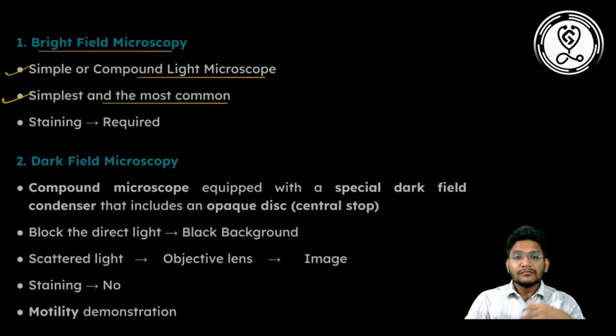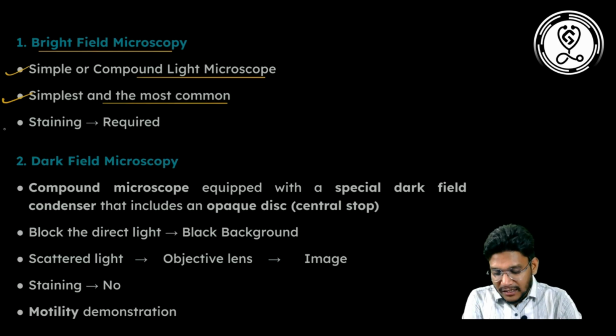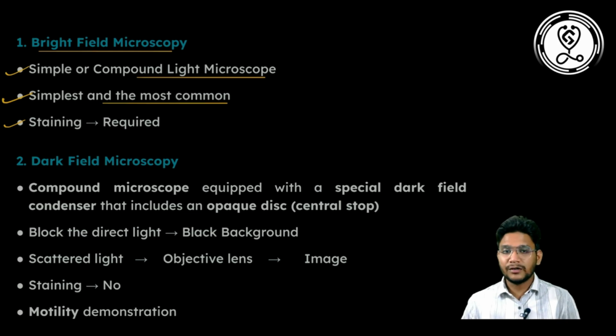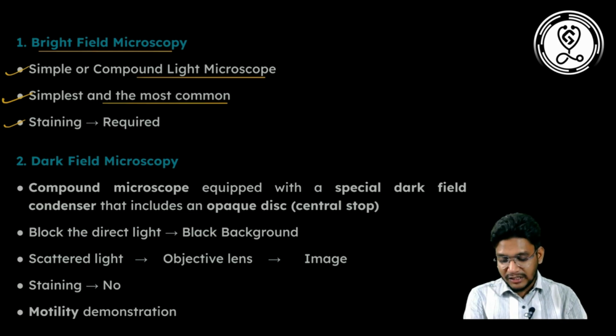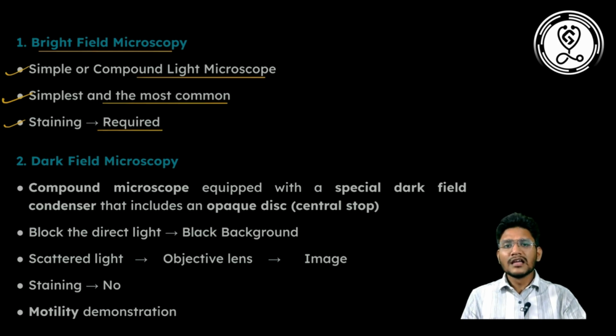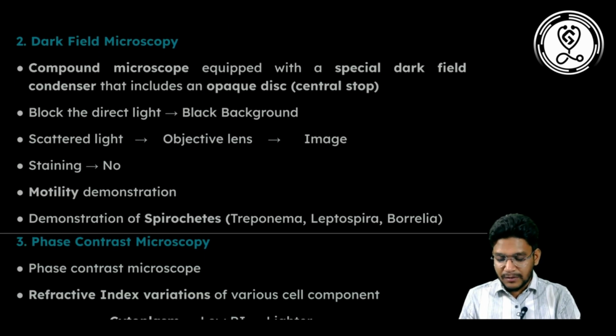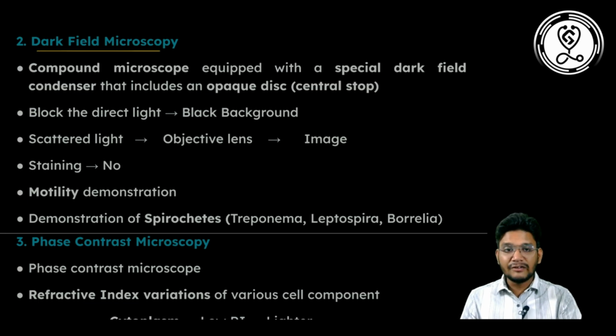Okay, and we need to stain the objects we are going to observe under this microscopy. Okay, so we need a staining technique here. Okay, so a staining technique is required in this microscopy. Next optical microscopy is dark field microscopy. As the name indicates, the field will be dark or the background will be black.